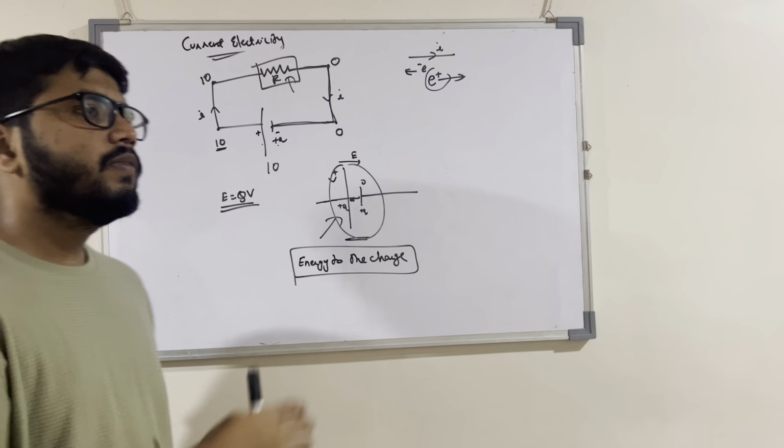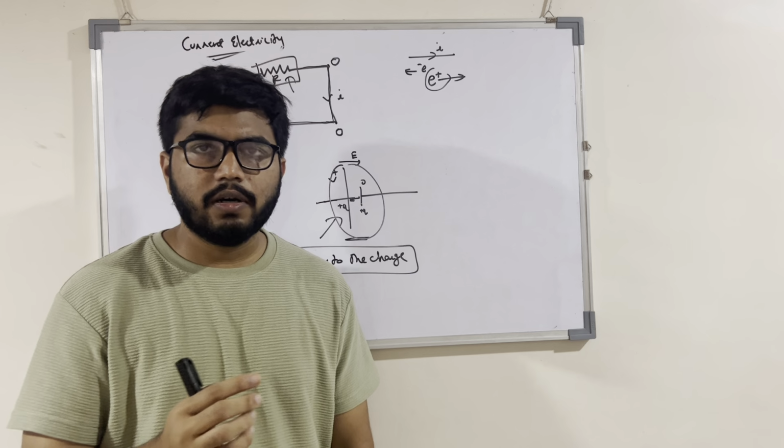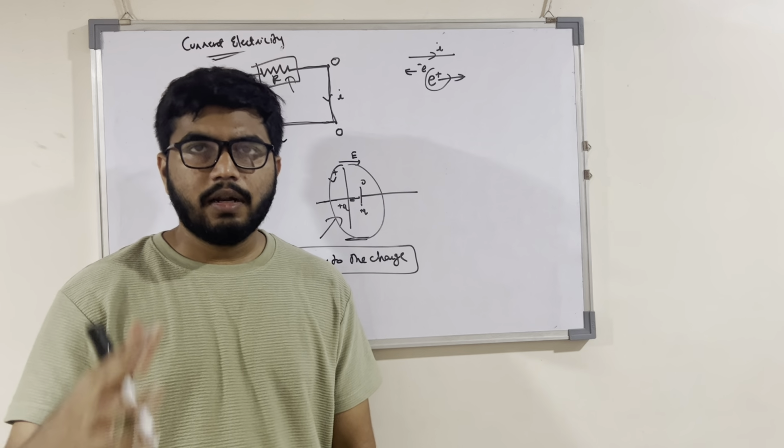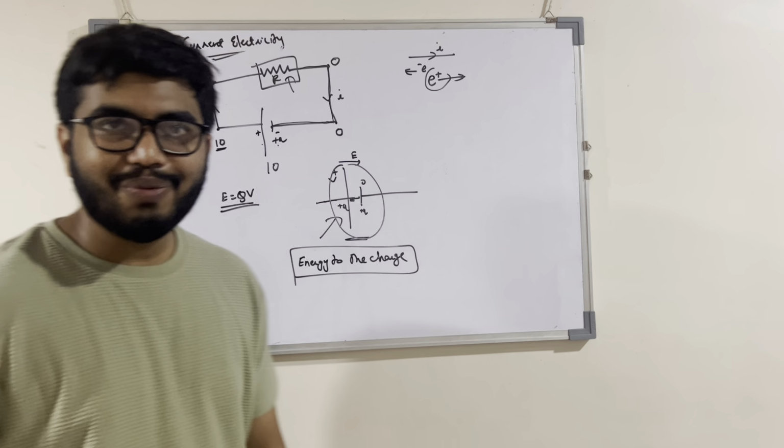Hope this was helpful. So just to summarize, we covered basics of current, the direction of current, current density, resistance, and we understood some basics of battery. Yeah, hope this helps.